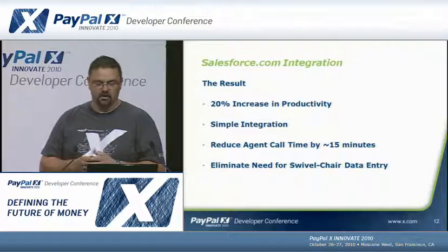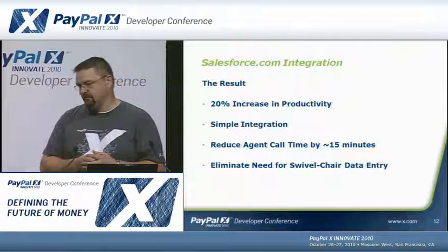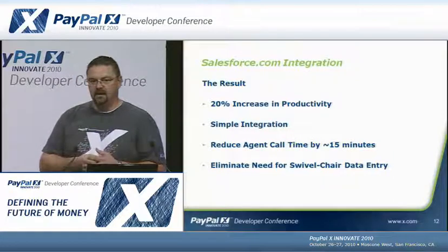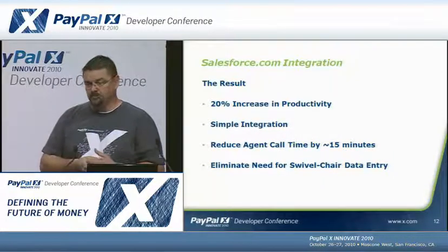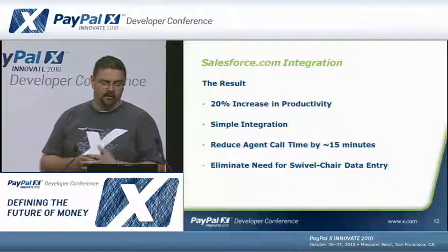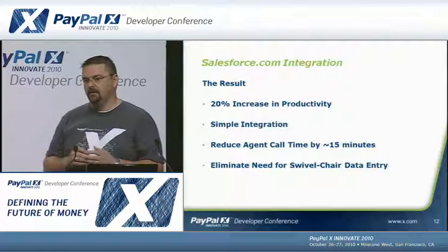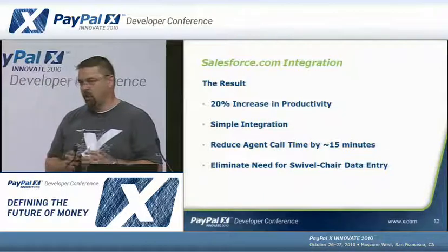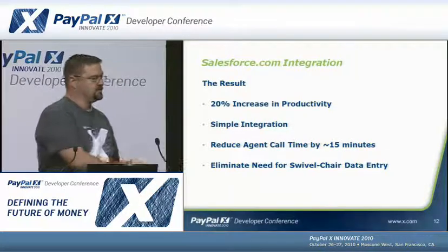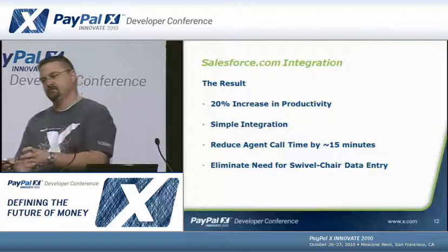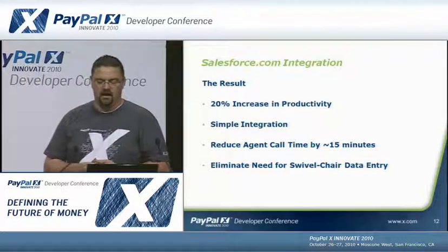We reduced agent call time by an average of 15 minutes a call. If you take 8 calls a day, it's 2 hours. And then we eliminated the need for swivel chair data entry. We estimate we spent about 10 minutes per call going back in, searching the system, and then copying and pasting the information back into Salesforce. So very simple process.